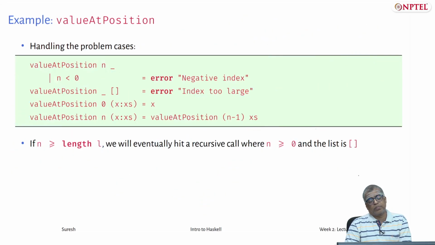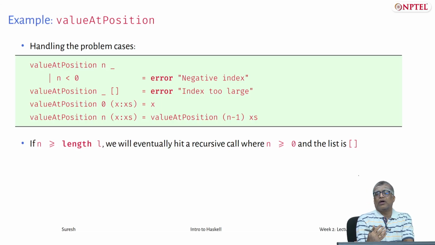Okay, so we finally also had a function that extracted the value at a given index where the indices start from 0. So if the index itself is less than 0, then you say that it's an error, you say negative index. If the list is empty, then there is no index in the list at all. So even if your index is 0, that's too large an index for your list. So you will say index too large. Otherwise, if your index is 0, you return the first element.